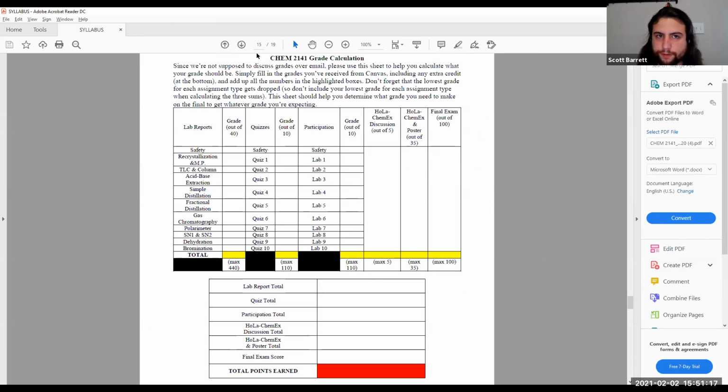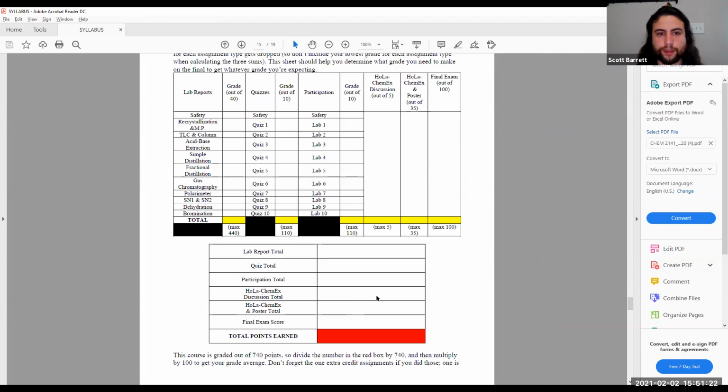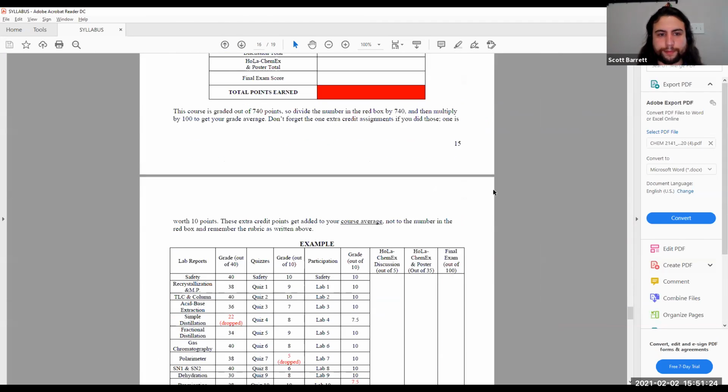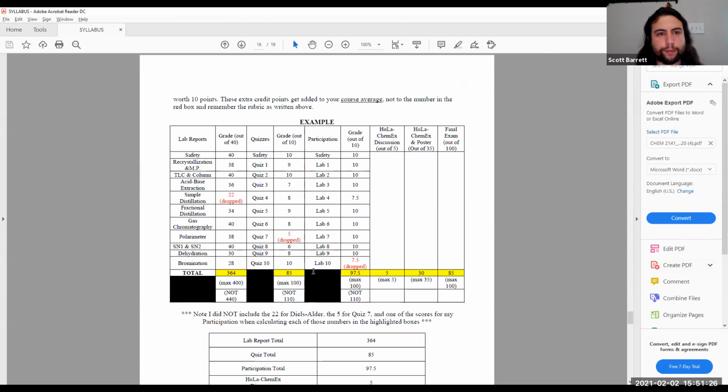So that'll be on page 15 of your syllabus. You can plug in all of your scores here, and then you can work out a theory of what your score is. And remember that your lowest report is dropped, your lowest quiz is dropped, and your lowest participation. Well, if you're here 90% of the time, you're going to get participation, as long as you completed your pre-lab notebook and you have a little write-up for me to check and I see it, then you're good to go. You're probably going to get 10 points.